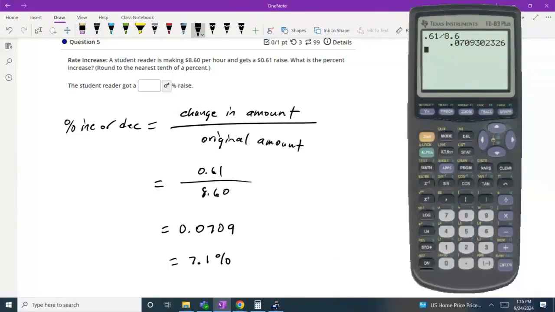And if I round, it looks like it'll be 7.1%. All right, because if I move the decimal twice to the right, I have 7.09. If I were to round this to the nearest tenths place, I will look one place to the right. Since that number is 5 or higher, it will round that 0 up to a 1. So there was a 7.1% increase in the hourly wage.